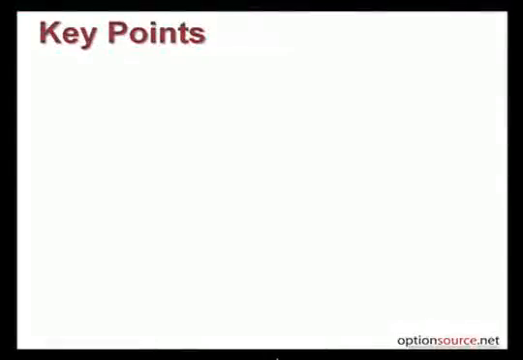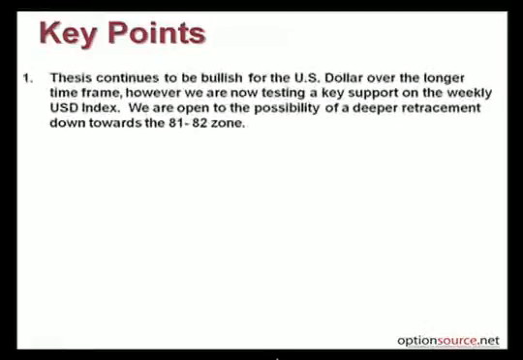Okay, let's take a look at this week's key points. First of all, our thesis continues to be bullish for the U.S. dollar over the longer time frame. However, we are now testing a key support on the weekly U.S. dollar index. We are open to the possibility of a deeper retracement down towards the 81 to 82 focal zone, which still would support our bigger picture bullish outlook on the U.S. dollar. However, at that point, we would definitely have to reconsider our outlook.